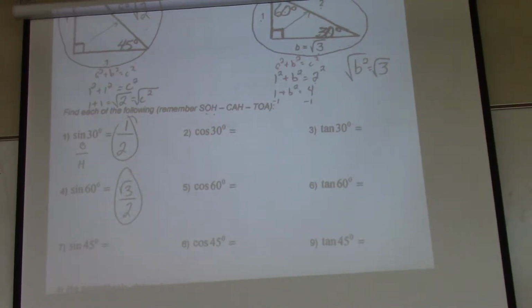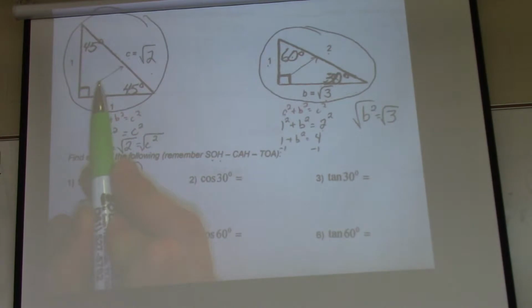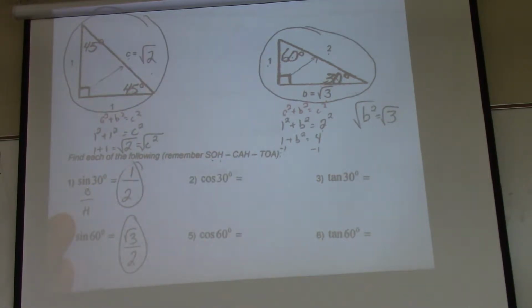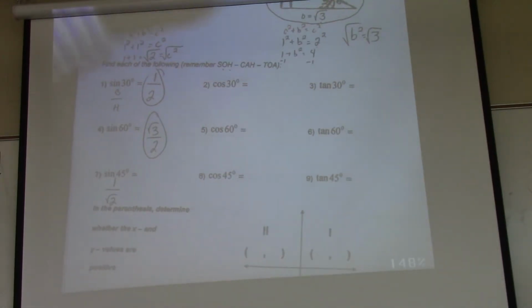What about sine of 45 though? Well, for sine of 45, I'm going to go to the other triangle because it's 45 degrees, and pick either of the angles, it doesn't matter. I go opposite over hypotenuse. So I'm going to have 1 over the square root of 2. And we just got done saying we can't have a square root in the denominator. So how do I fix that?